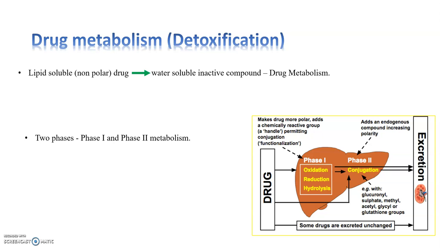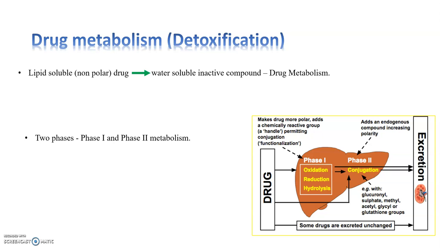In phase 2, this polar compound having an active functional group is combined with some other groups present inside our body, which we call a conjugate. It is added with the conjugate, and there it is made inactive. By adding the conjugate, this polar active functional group is made inactive, so that we can stop reabsorption. That is done in phase 2.